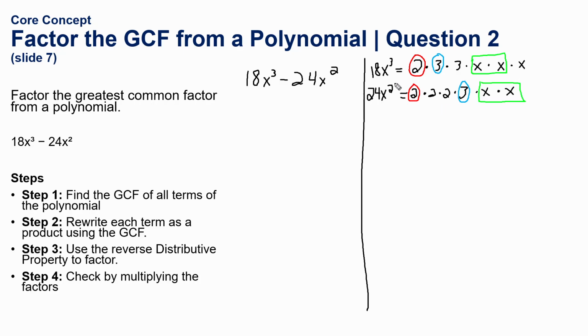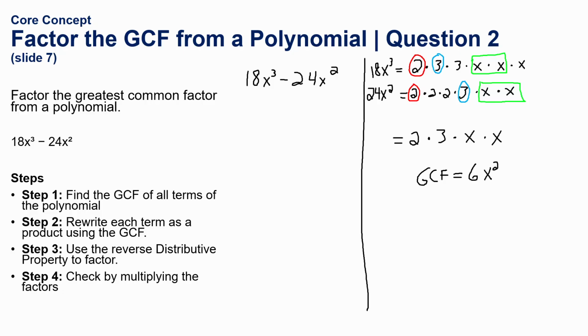Now, this again goes back to the shortcut we talked about in the previous video, where you can essentially choose the term that has the lowest power, x squared in this case. So our greatest common factor then is equal to 2 times 3 times x times x. So our GCF can be written as 2 times 3 is 6, x times x is x squared. So our greatest common factor is 6x squared here.